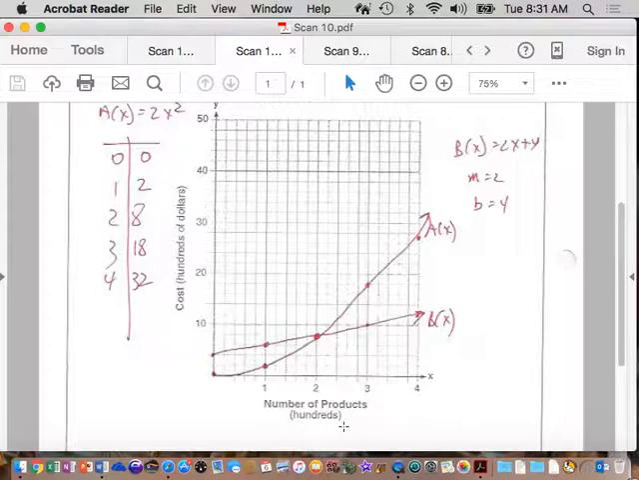Yes? For the last point, I think you put 28 instead of 32. Because we have it on the table as well. Oh, it should be a little bit higher? Yeah. Okay, yeah, so go on up to 32.